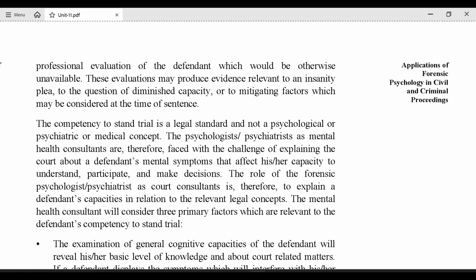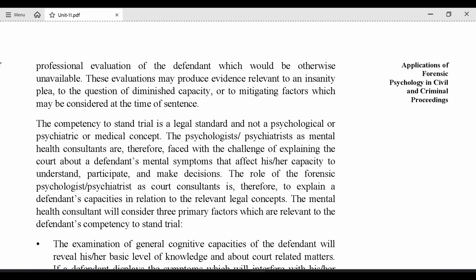The competency to stand trial is a legal standard and not a psychological or psychiatric or medical concept. The psychologists/psychiatrists as mental health consultants are, therefore, faced with the challenge of explaining to the court about a defendant's mental symptoms that affect his/her capacity to understand, participate, and make decisions. The role of the forensic psychologist/psychiatrist as court consultants is, therefore, to explain a defendant's capacities in relation to the relevant legal concepts.